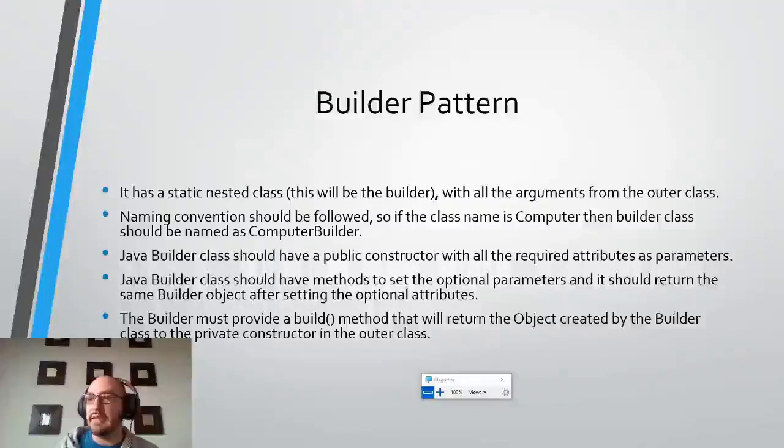So the next thing is the class should have methods to set optional parameters and should return the same builder object after setting the optional parameter. So I need a setter for each one of the optional parameters, but it's not enough just to set the parameters, I also need to return the builder object. And we'll see the use of that in a second, I promise. But just take my word for that for a second. So let's do that.